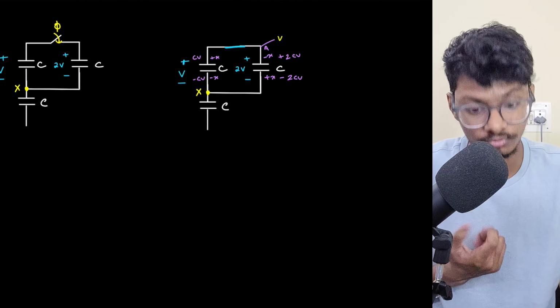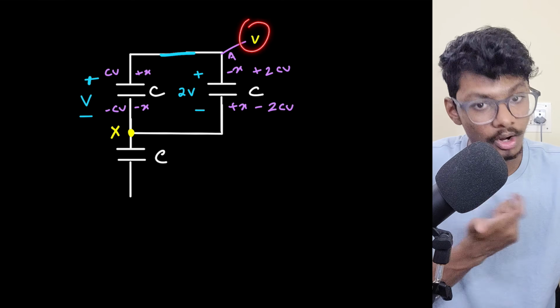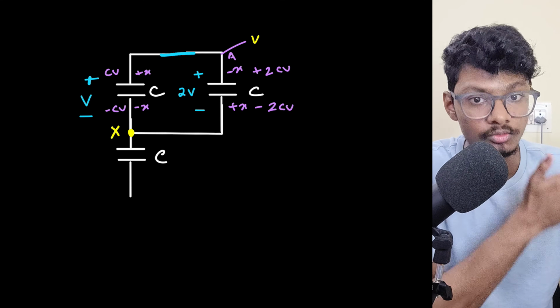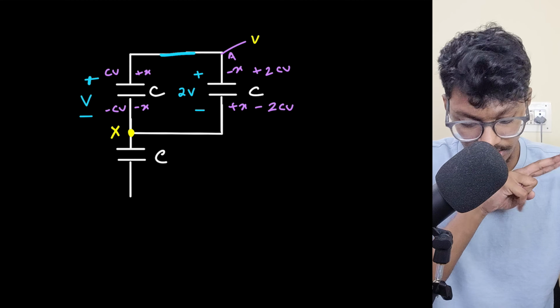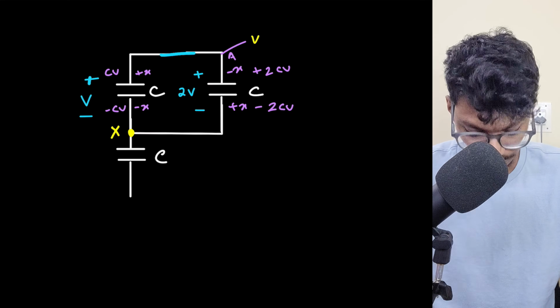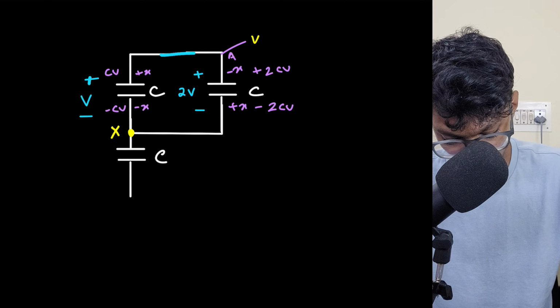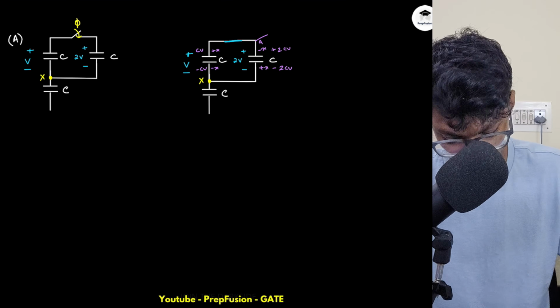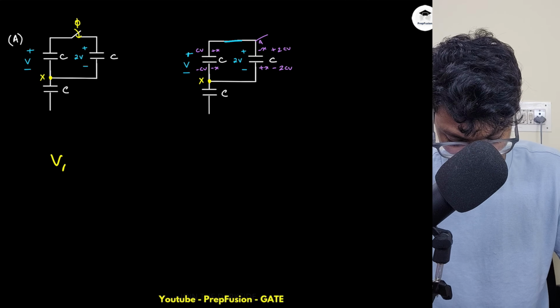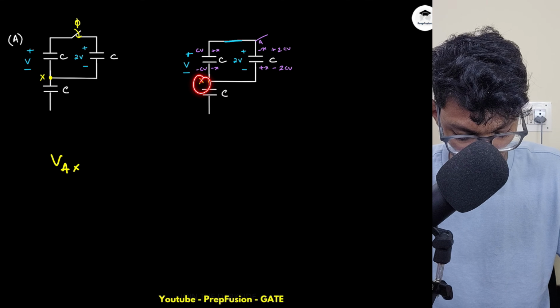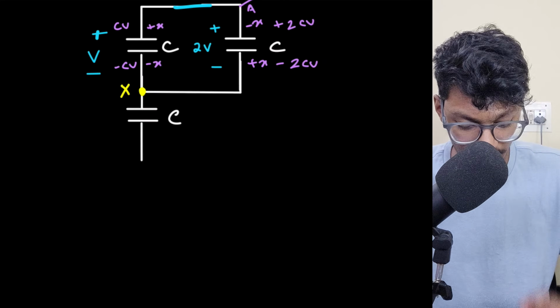So then how can I define this potential? Now I cannot define the potential at a node right now. I have to find out the potential with respect to some other point. So I will find V, this node will be A. So I will find VAX, because this X is common between both these two capacitors.